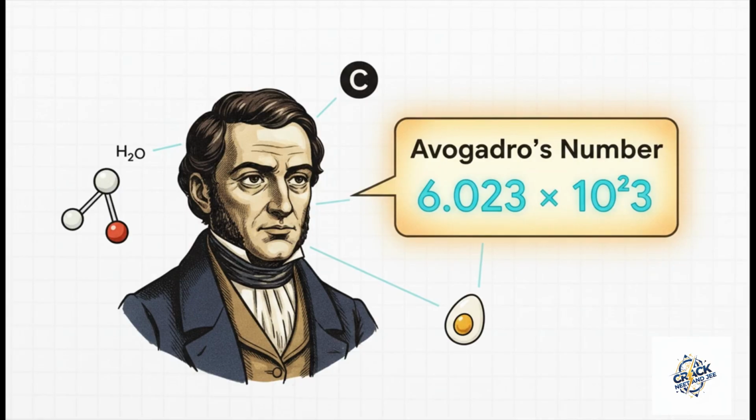And the beautiful thing is, it's universal. 1 mole of water has this many molecules. 1 mole of iron has this many atoms. 1 mole of anything at all contains this exact number of particles. It's our go-to counting number for everything in chemistry.